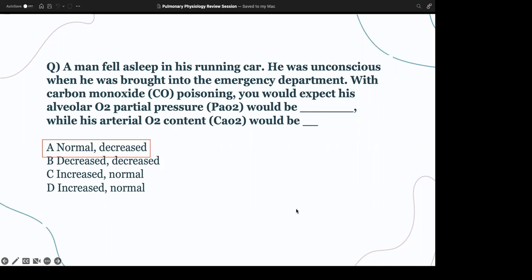Can I ask you one last question? Yeah, sure. The partial pressure of oxygen in the arterioles won't be affected either, because the partial pressure is affected by the free oxygen molecules that come from the alveolar PO2. And since we have normal alveolar PO2, we're going to have normal arterial PO2. It's just the saturation bound to the hemoglobin that will decrease.